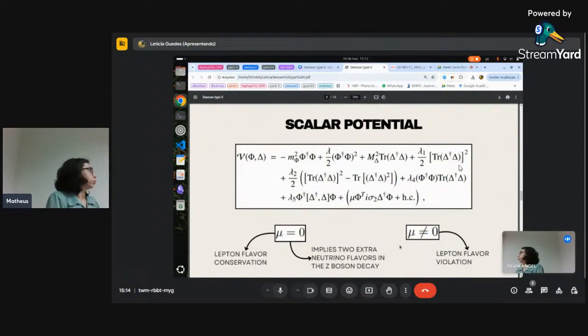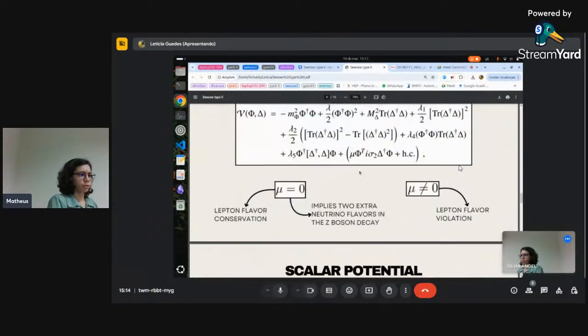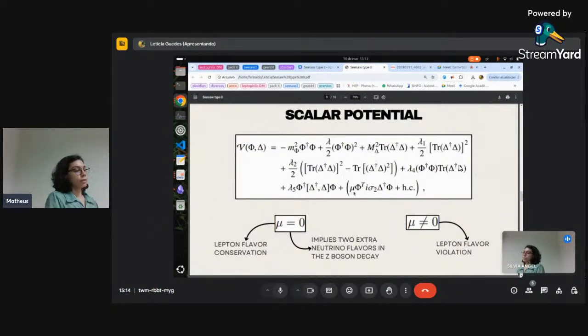Okay, so if you open the scalar potential, you have this. The first two are the Higgs. Then we have a mass term for the delta. And here you have this mu. This mu will be associated with the three interaction components. And that's what I was talking about. This will dictate the lepton flavor violation.